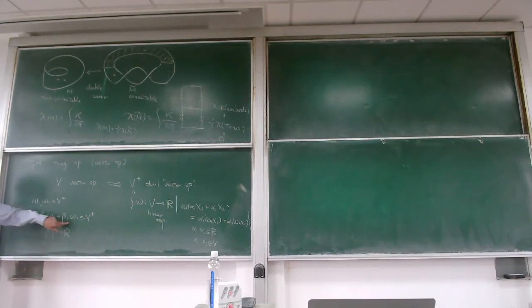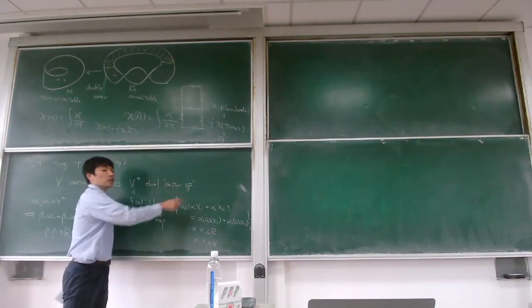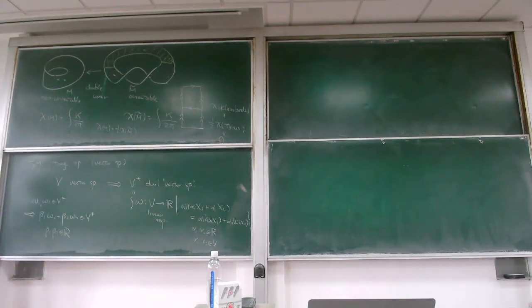So the linear combination of the two elements is also inside B star. So this is the meaning of vector space. Vector space means you can have addition, just addition. Okay.